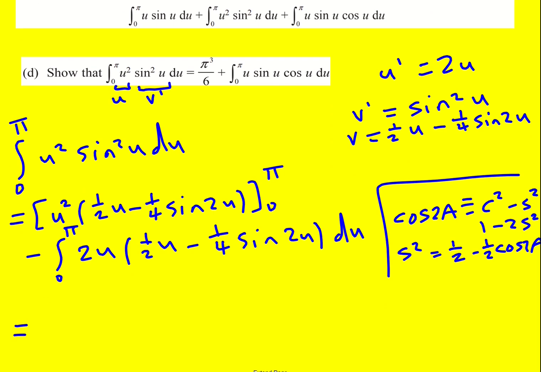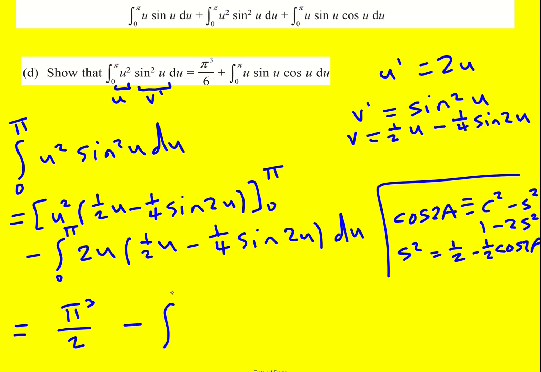This is going to equal, I'm going to put in pi, so I'm going to get pi cubed over 2 when I substitute in here. Now when I substitute in pi for the sine 2u term, I'm going to get sine of 2 pi, and that's just 0. And then when I substitute in for 0, I'm also going to get 0. So actually I've done this integral here. I've just got pi cubed over 2.